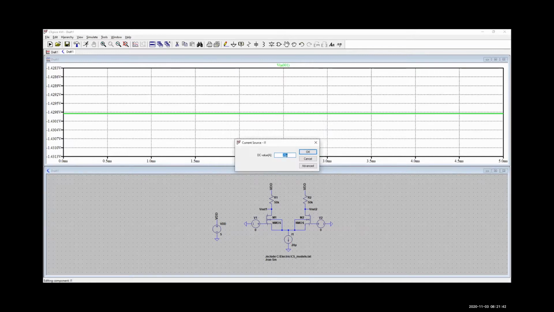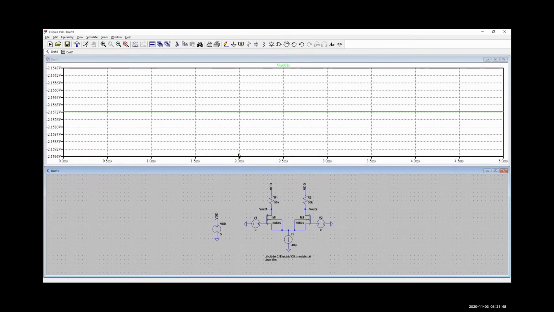And let's move this back to 40. All right, let's see what happens. So it's even worse now. It's negative 2.157 volts. So that's not good. So let's see what happens when we drop this guy to 20.